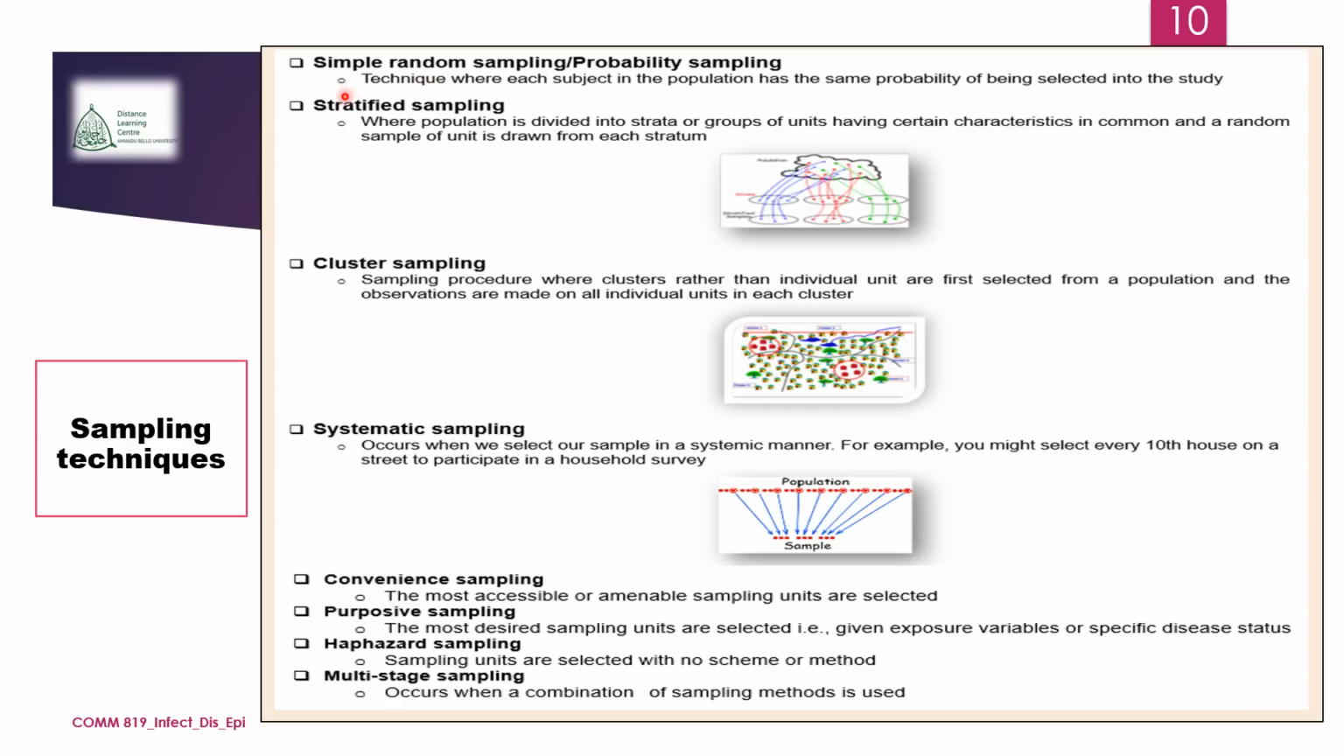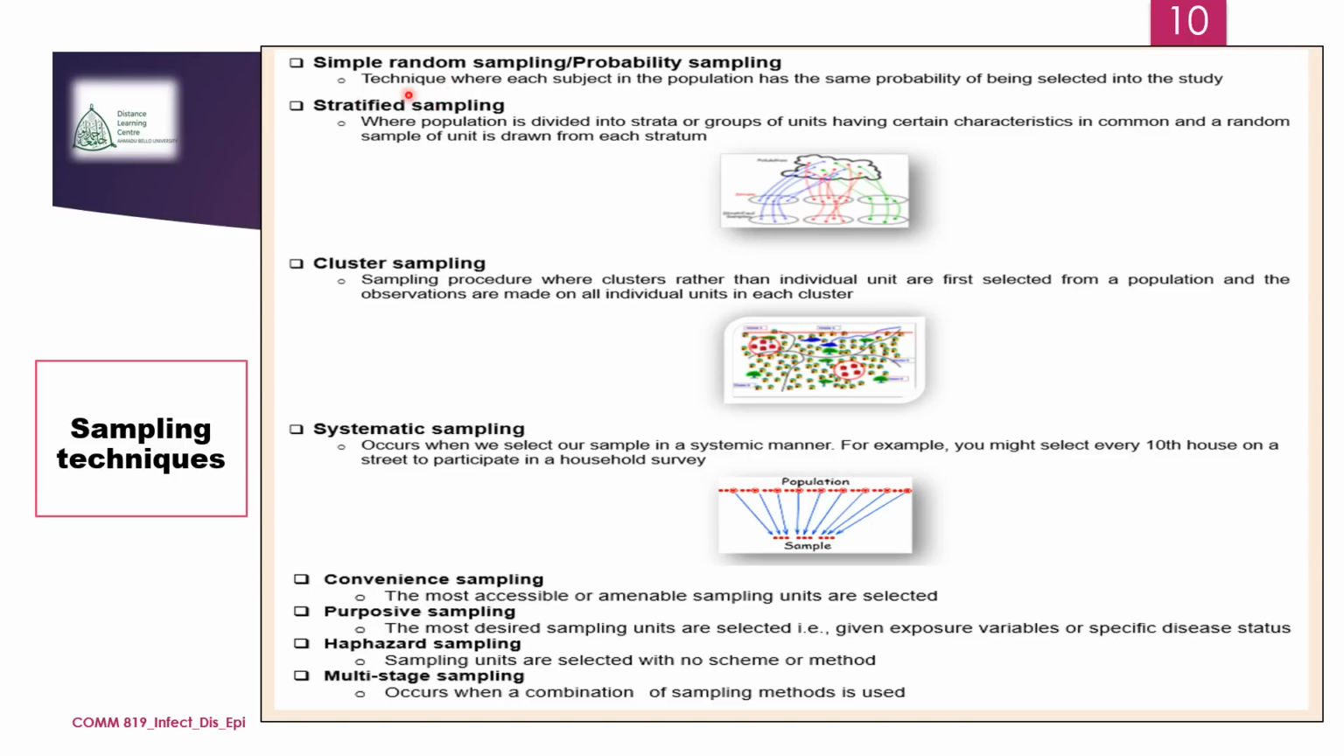Here we said the simple random sampling or probability sampling technique is a technique where each subject in the population has the same probability, or the same chance, of being selected into the study. So everybody has an equal chance of being selected. There is no zero probability. Sometimes when you ask people how they sampled their subjects, they will say they randomized. How? And that's the end.